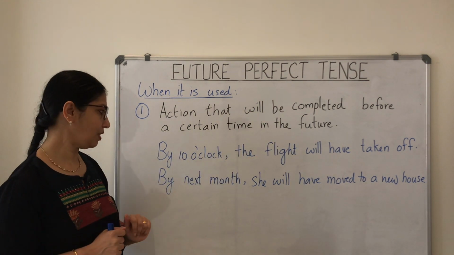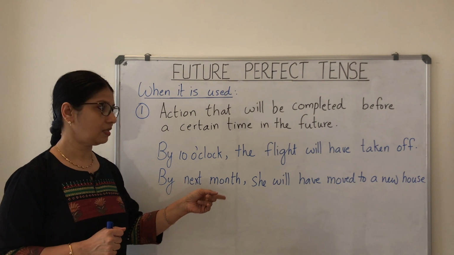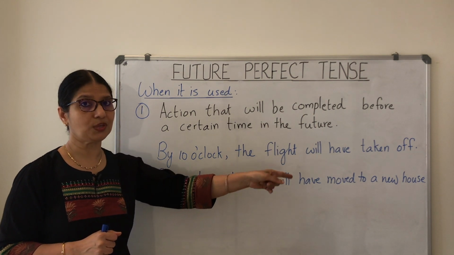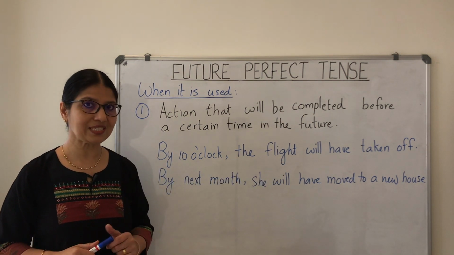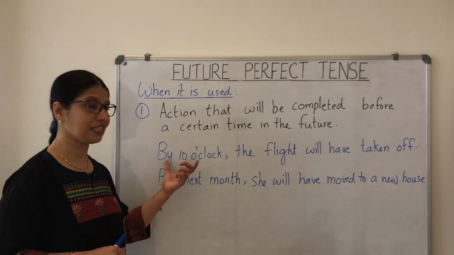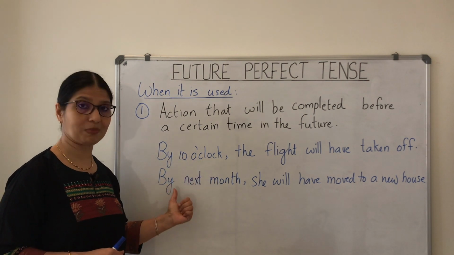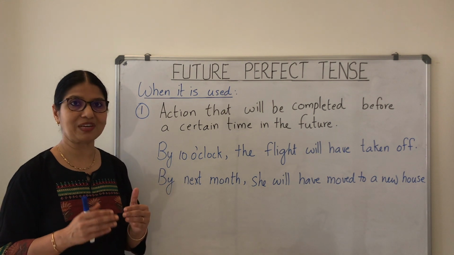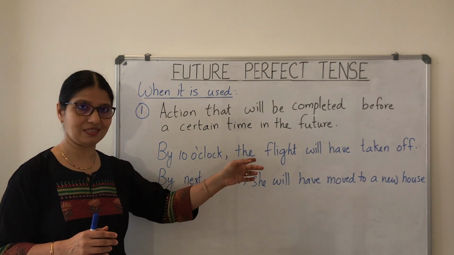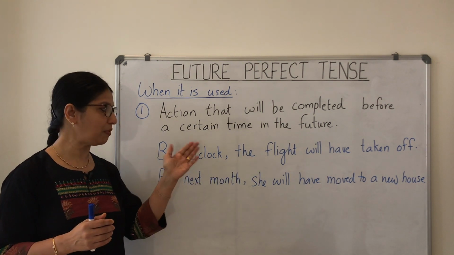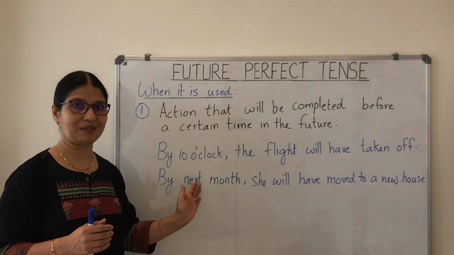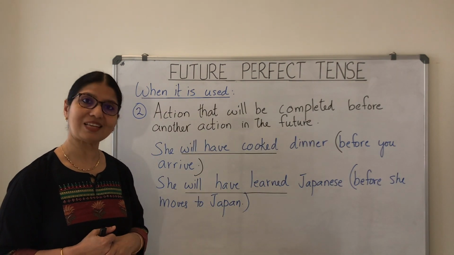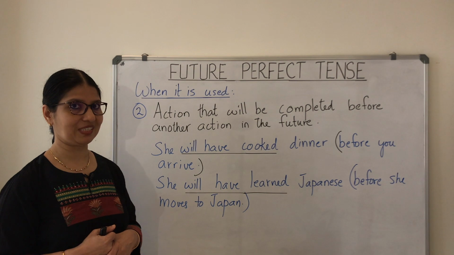Another example, by next month, she will have moved to a new house. So in these two examples, you can see that I've used a time expression, by 10 o'clock or by next month, which shows that we are talking about these two actions which will take place before this set time in the future.